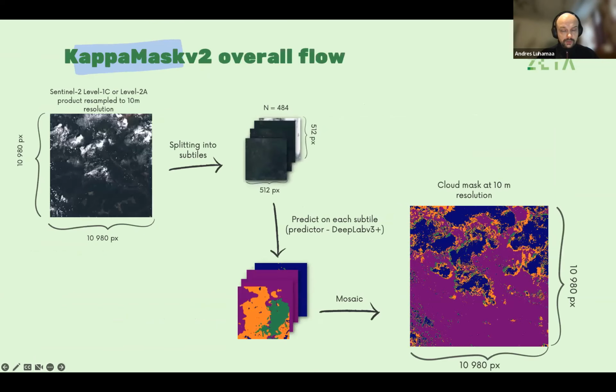Okay, how the masking solution works at a very high level. In the start you have this Sentinel-2. It works on both level 1C and level 2A data. So we need to resample it to 10-meter resolution. Then we split it into tiles and run the prediction model on the tiles, and then mosaic it back together, and we get the 10-meter resolution TIFF file, which corresponds to the original source file. Quite straightforward.